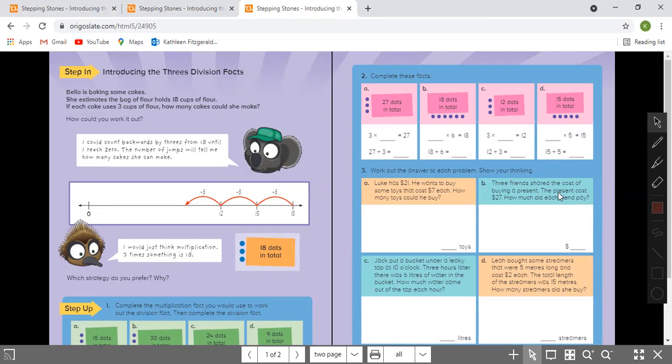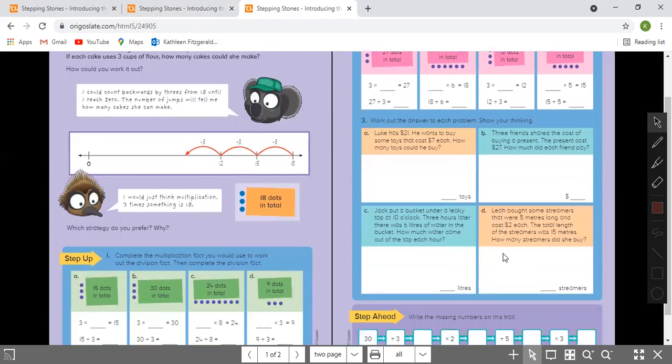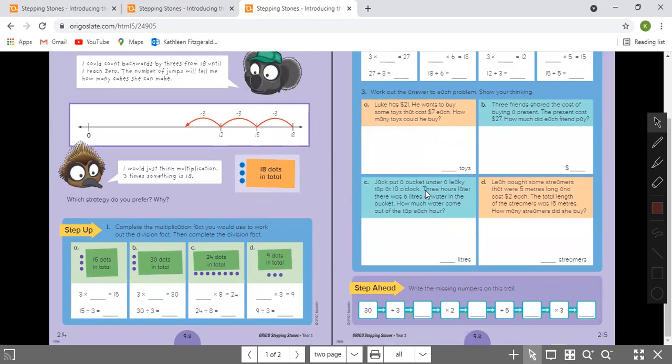Then we've got some word problems, and it's always good to think carefully about those word problems, making sure that you're doing the correct mathematical operation to fit in with what the problem asks you to do. In the step ahead, you're writing the missing numbers. 30 divided by 3 equals something, divided by 2, divided by something equals 5, and so on.